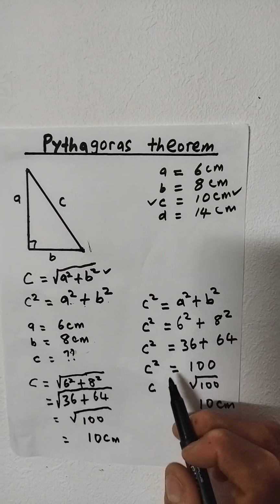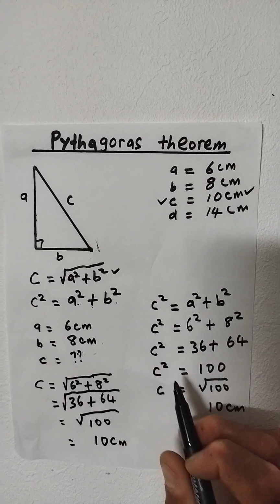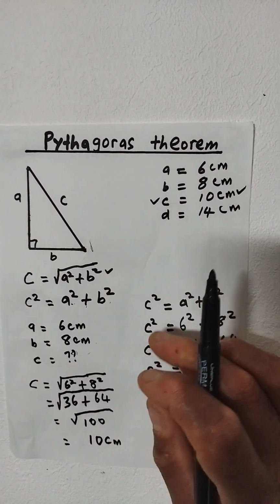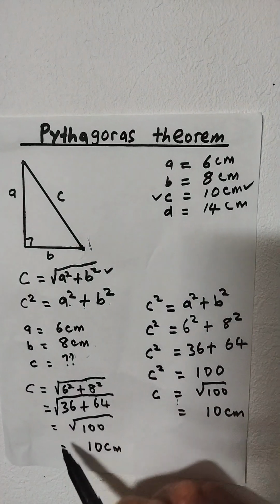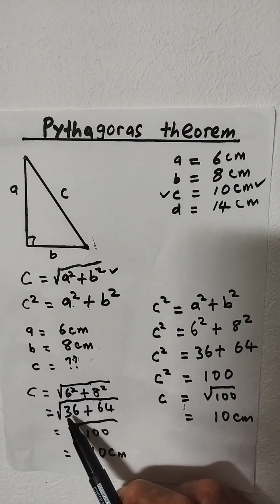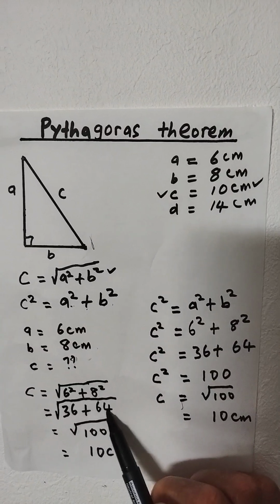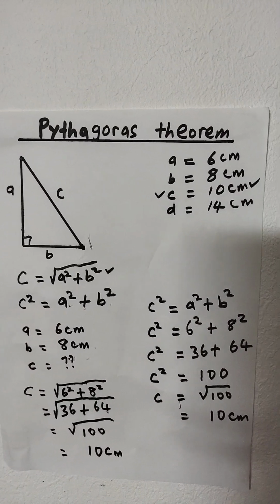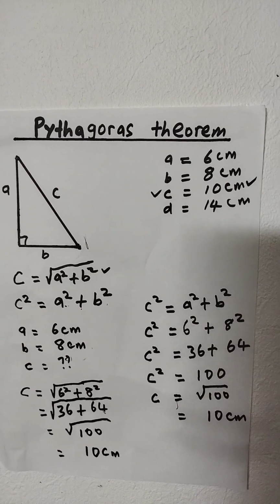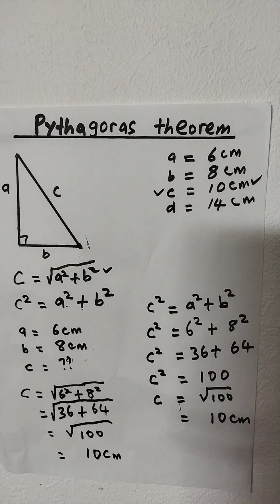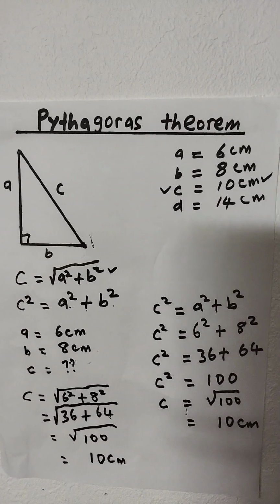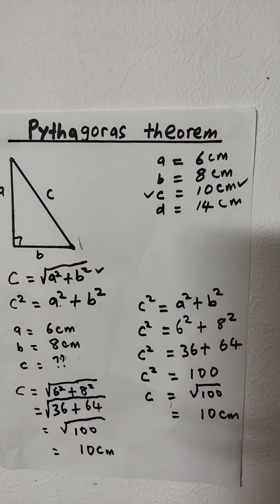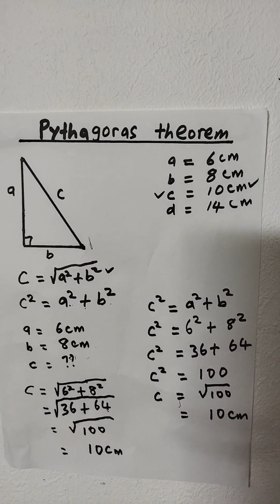But there are still other ways to solve Pythagoras theorem because it's not in all cases that you must get a round figure. For example, the square root of 100 is 10, the square root of 36 is 6, the square root of 64 is 8, something like that. The square root of 9 is 3, the square root of 16 is 4. But not in all cases. There are some cases where you have odd numbers that are not perfect squares like that.